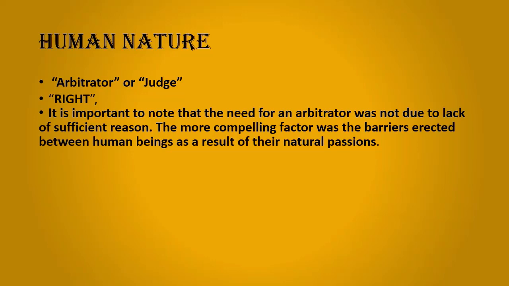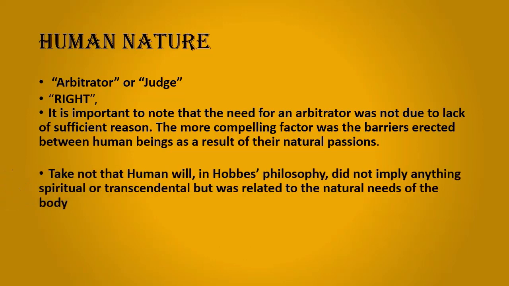The appetites and aversions were basically passions. The feeling towards things depended on how conducive they were in ensuring and maintaining life, and was accordingly described as good or bad. The aim of the individual dictated the passions to obtain the desired results. It is important to also take note that human will in Hobbes' philosophy did not imply anything spiritual, rational, or transcendental, as some medieval political thinkers put it, but it was related to the natural needs of the body itself.